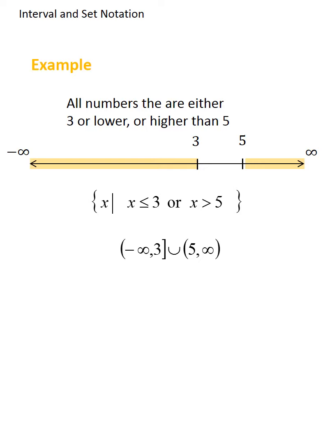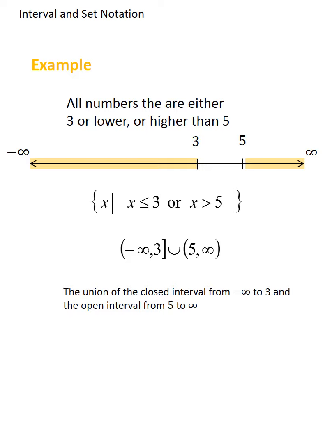Using interval notation, we have to use a union symbol, which is a mathematical way of representing the joining of two sets into one, as seen here. It looks like the letter U and was inspired probably by that, but it's not technically a U. I would pronounce this the union of the closed interval from negative infinity to 3 and the open interval from 5 to infinity.